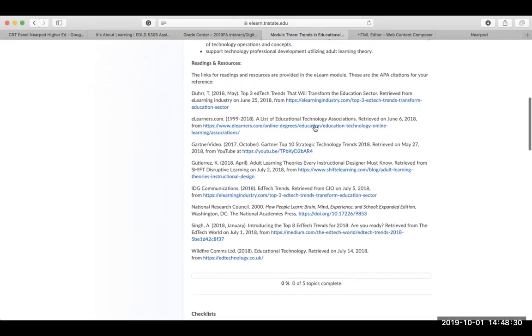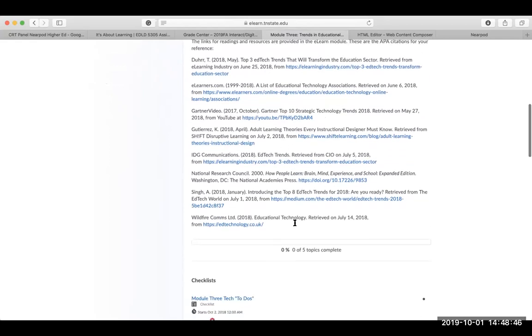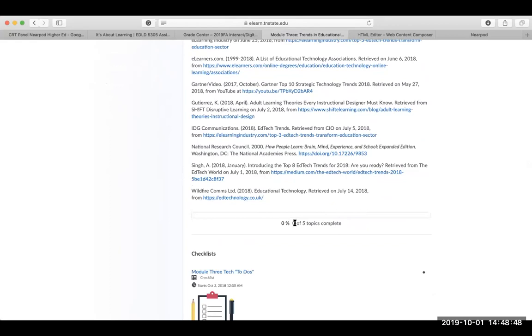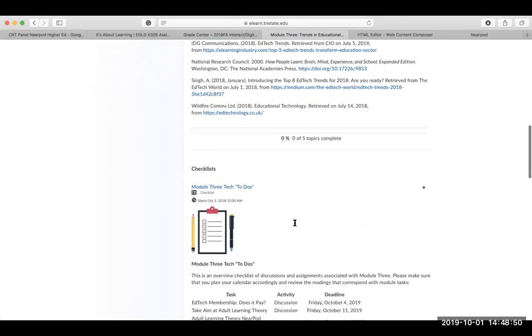And you will see that the readings are all aligned to understanding those trends in the education sector, understanding who those key associations are that are supporting the EdTech arena, as well as information regarding adult learning theory and how you can be a resource and an advocate to those adult learners.